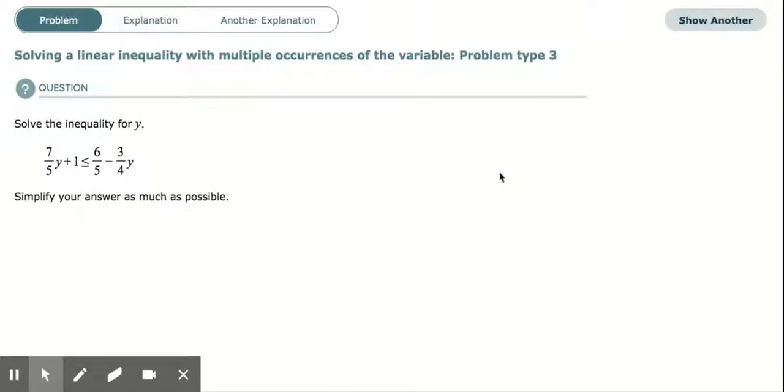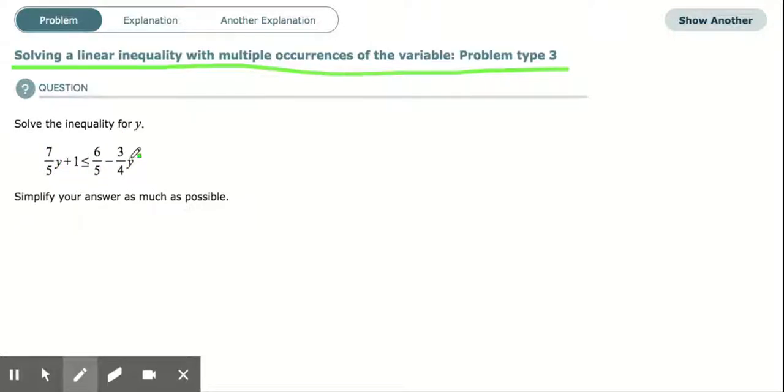Hello, this video is going to be on solving a linear inequality with multiple occurrences of the variable, problem type 3. Now you can see multiple occurrences of the variable means that there's this y value and this y value, right? Now, when you look at this, the first thing I notice is how many fractions there are.